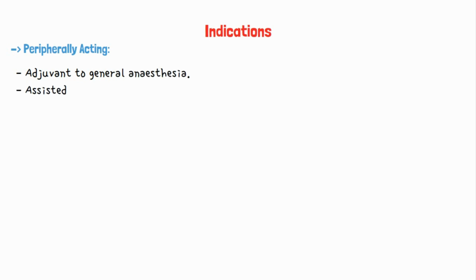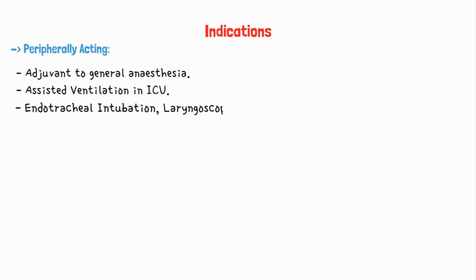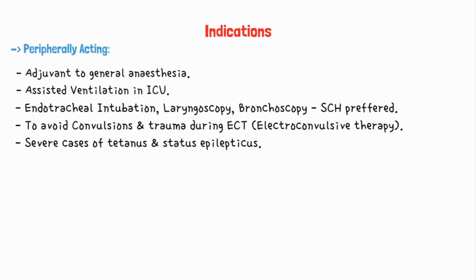Coming to the indications of skeletal muscle relaxants, peripherally acting, which are used as adjuvant to general anesthesia, used in assisted ventilation in ICU. Succinylcholine is preferred in endotracheal intubation, laryngoscopy and bronchoscopy. They are used to avoid convulsions and trauma during ECT, electroconvulsive therapy. Used in severe case of tetanus and status epilepticus.